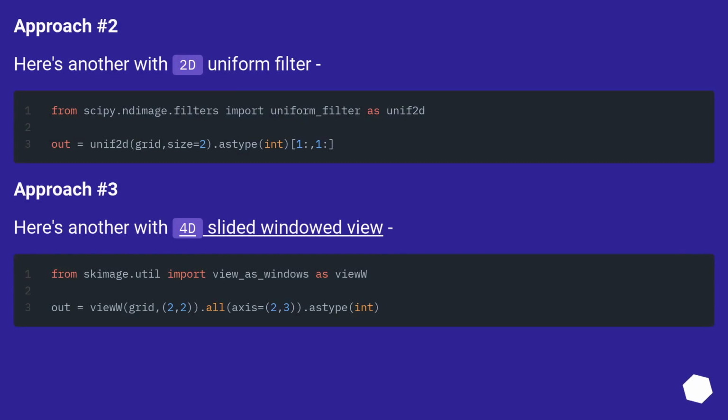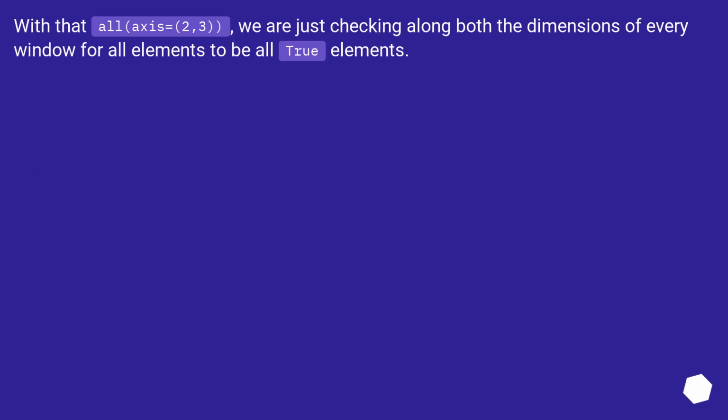Approach number 2. Here's another with 2D uniform filter. Approach number 3. Here's another with 4D sliding windowed view. With that all-axis equals 2, 3, we are just checking along both the dimensions of every window for all elements to be all true elements.